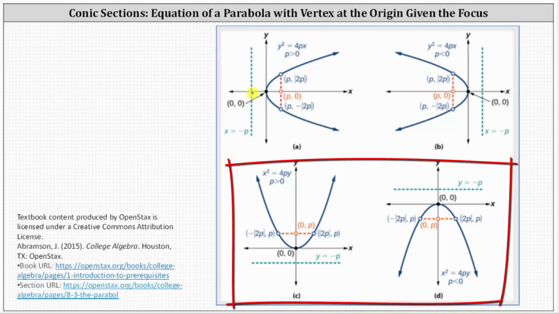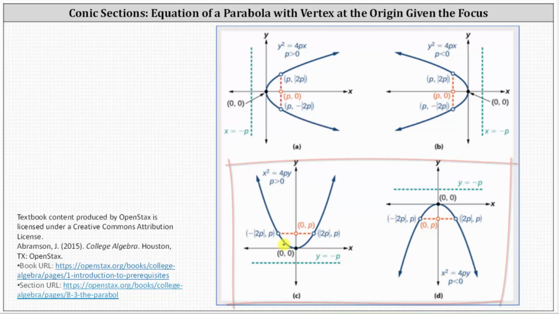Next, if the parabola opens up or down, the equation will always be in the form of x squared equals 4py. Notice in both cases, the focus is (0, p). But if the parabola opens up, p is positive. If the parabola opens down, p is negative. Notice when the x part of the equation is squared, the directrix is parallel to the x-axis, and the parabola opens along the y-axis. Let's look at some examples.